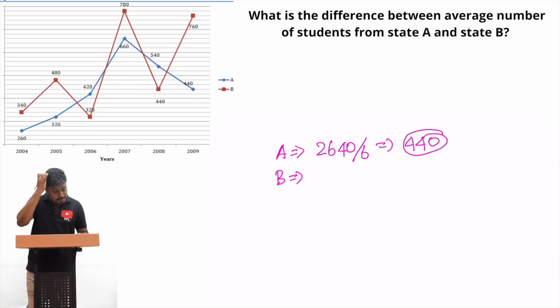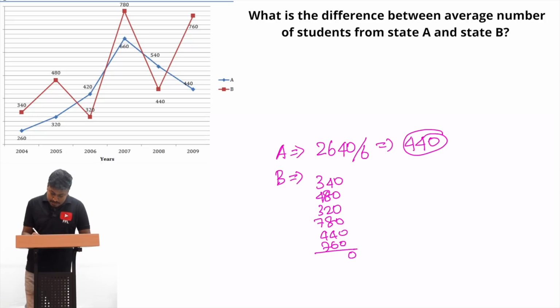Got it? So now state B. For state B, we have to add all these values, right? State B in the chart is 340, 480, 320, 780, 440 and 760. So let me add all the values. So we get 3120. So 3120 divided by 6.